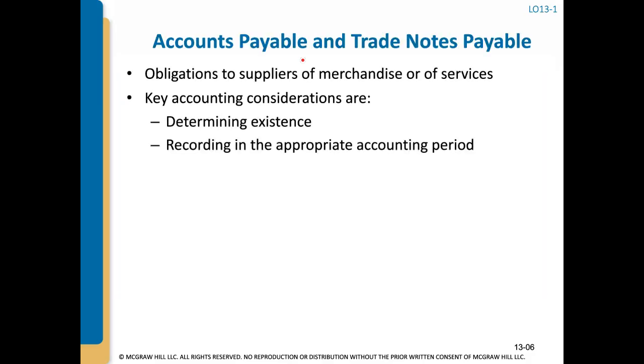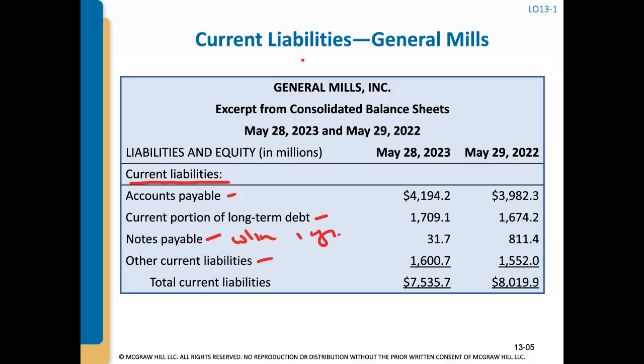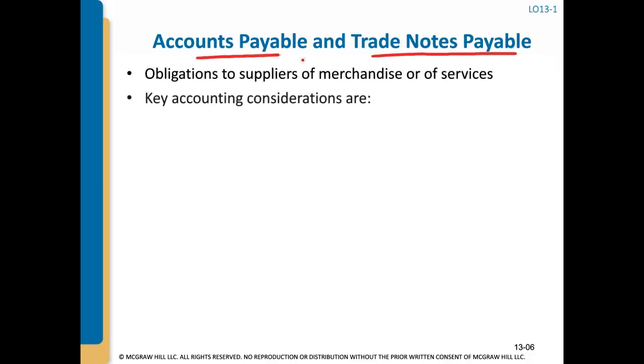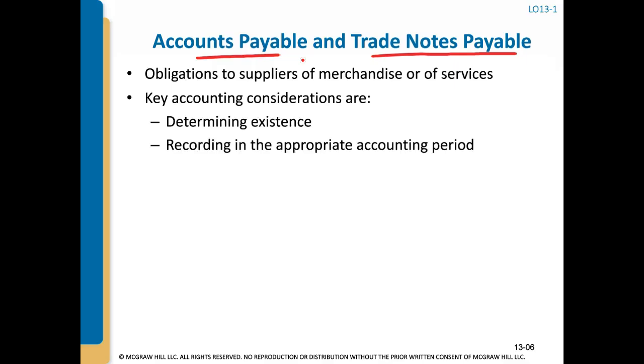Let's discuss specifically these two different types of current liabilities, accounts payable and trade notes payable. They are similar yet different. Accounts payable is typically the first current liability you will see on a balance sheet. As you can see here on the General Mills, accounts payable is the first one. And these are obligations or amounts that we owe to suppliers of merchandise or services.